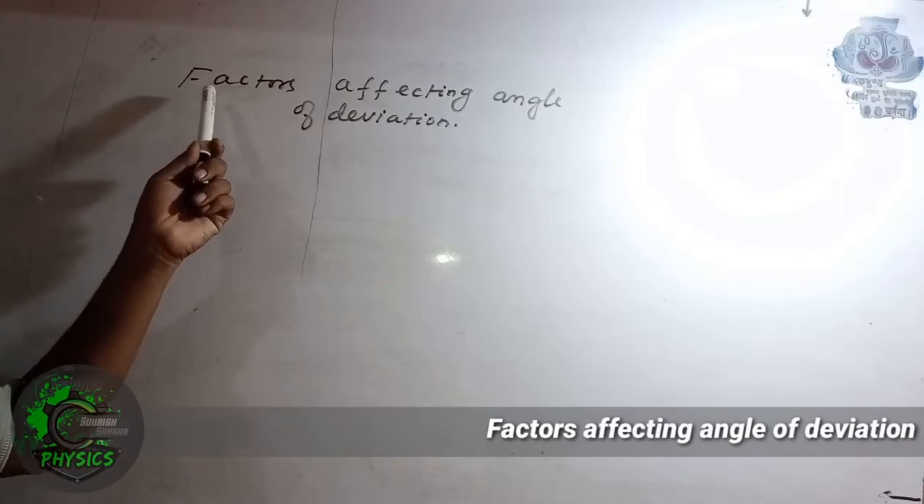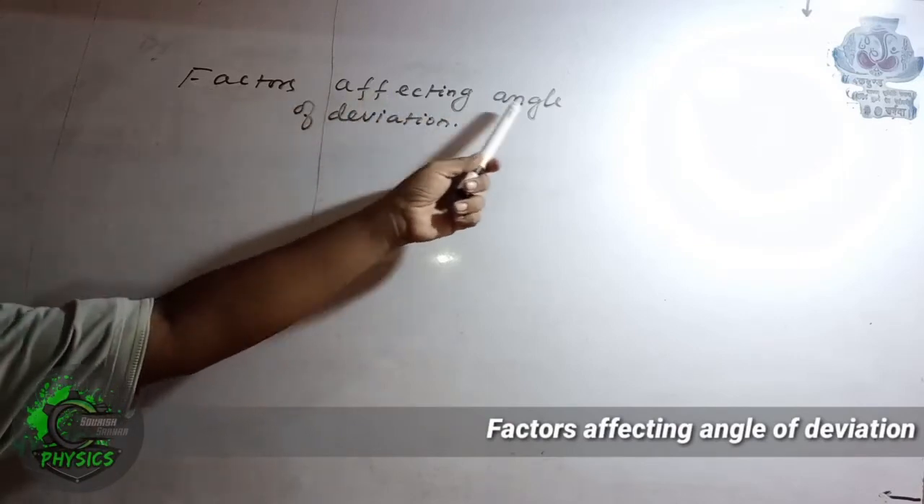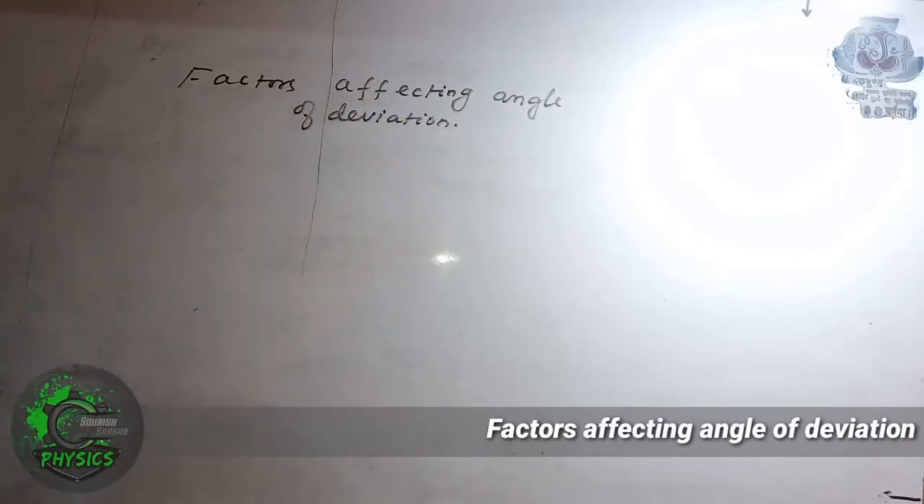Today we are going to discuss factors affecting the angle of deviation of a prism, that is, the deviation produced by a prism.